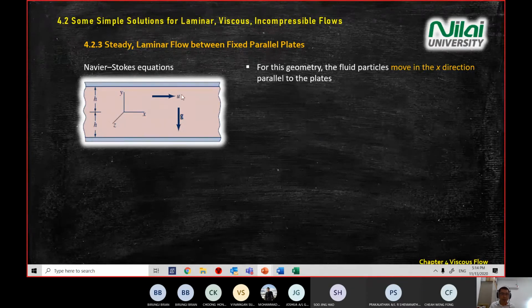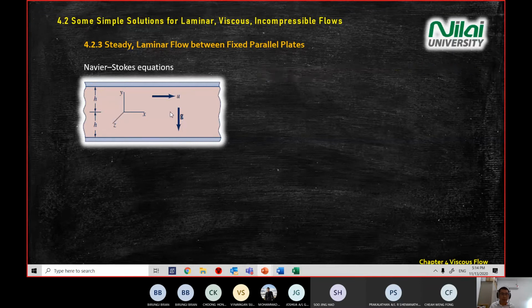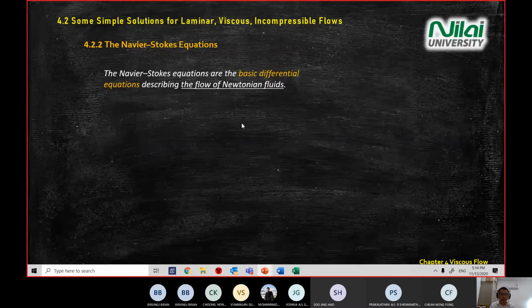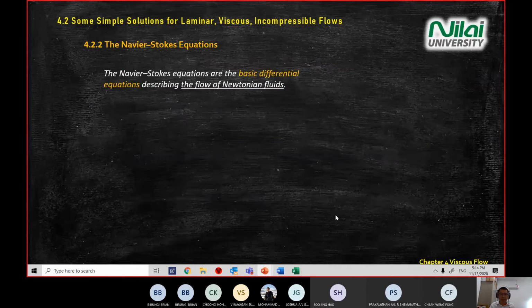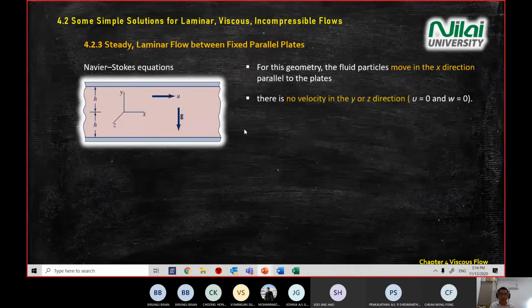Small u represents flow along the x-axis, and we have a gravitational force pointing down. Right? Because in the Navier-Stokes equation that we see now, we have a gravitational force inside the equation. That's why we include that one.